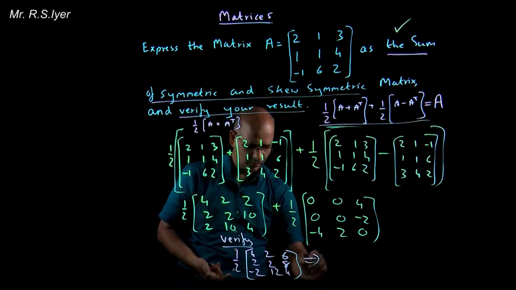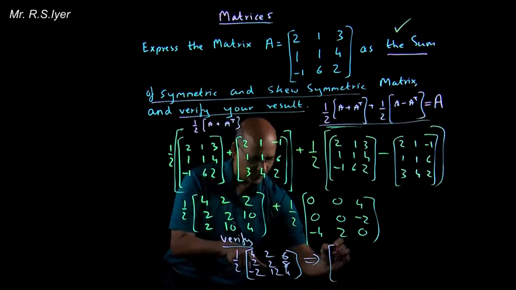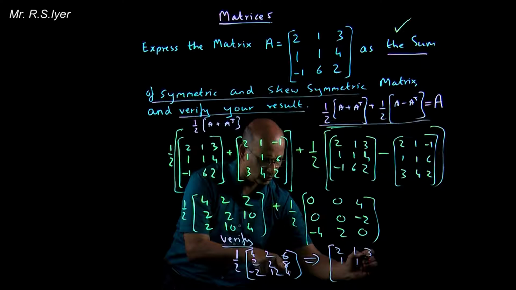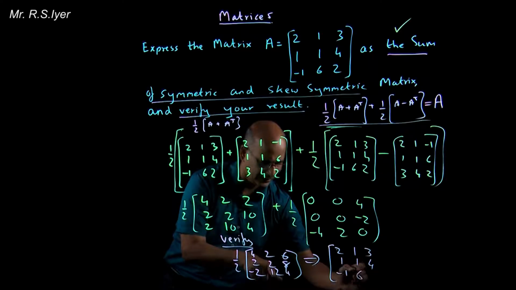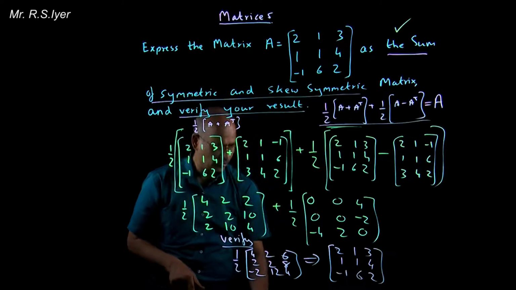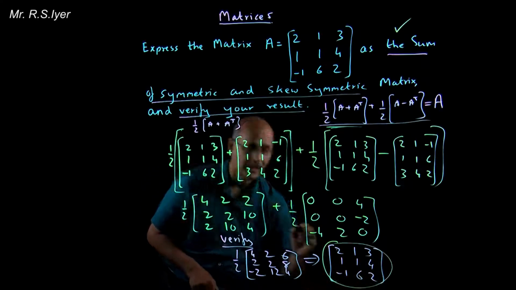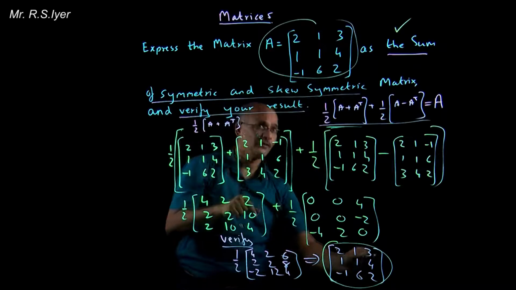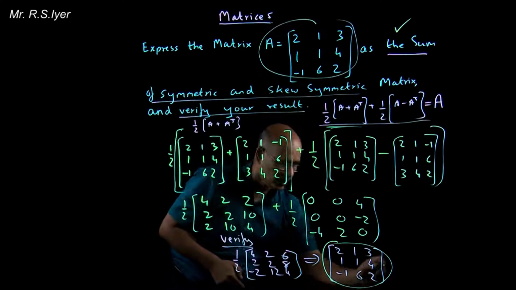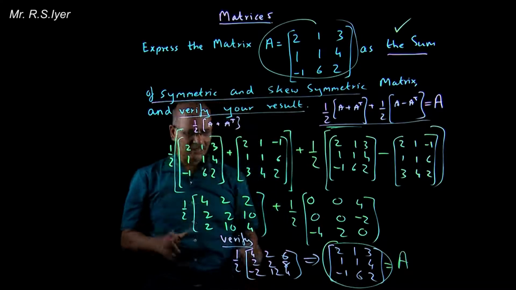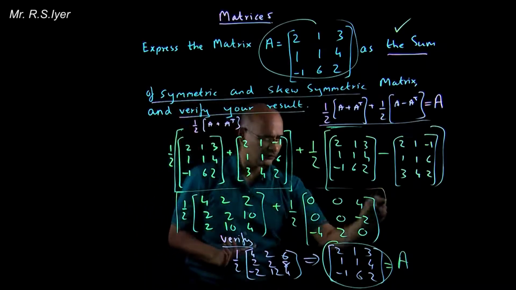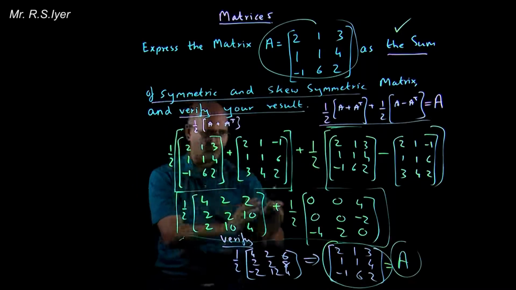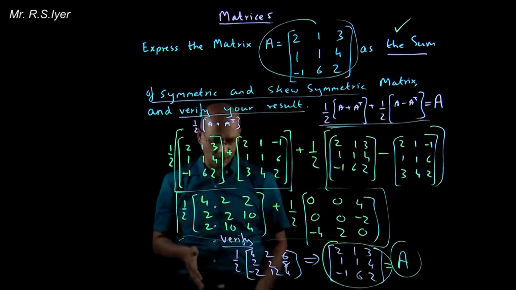So if I divide, what happens? It will become 2, 2 2s are 4, 2 1s are 2, 2 3s are 6, 2 1s are 2, 2 1s are 2, 4, minus 1, 6 and 2. Now, what I want you to understand is, check this matrix and check the A matrix. 2, 1, 3, 1, 1, 4, minus 1, 6, 2. So this is nothing but the A matrix. When I operated on this part, I got the A matrix back. So the sum of symmetric plus skew symmetric, this is the verification part of this working.